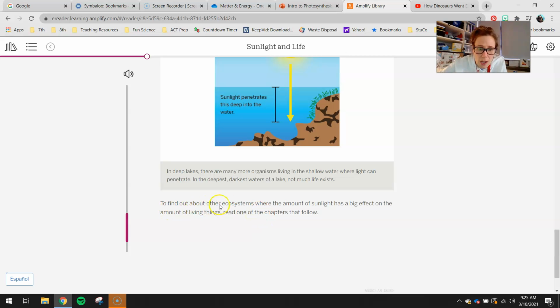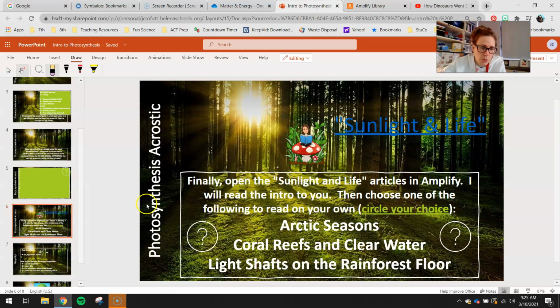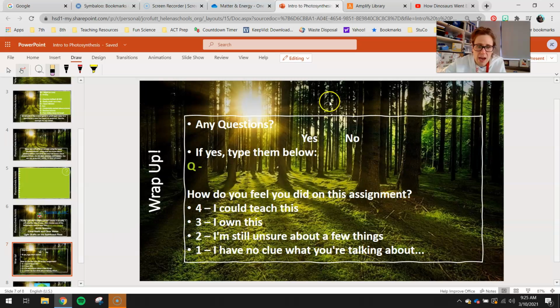To find out about other ecosystems where the amount of sunlight has a big effect on the amount of living things, read one of the chapters that follow. So again, go and choose either Arctic seasons, coral reefs in clear water, or light shafts on the rainforest floor. Again, don't forget to circle which one you read. And then you guys can go ahead and do your wrap-up.